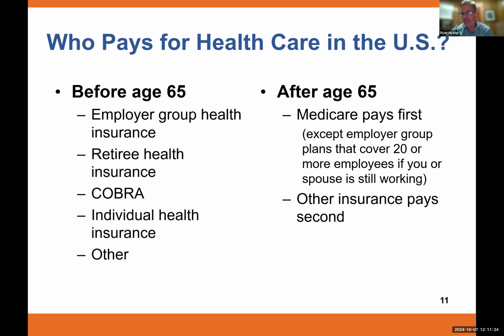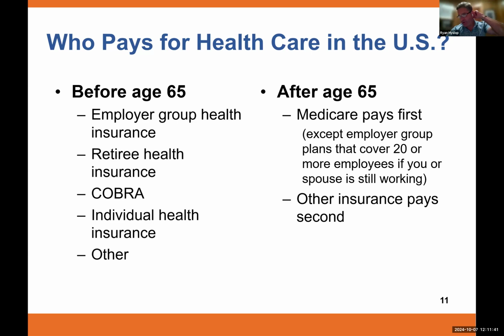After age 65, Medicare pays first. That's part of the public-private partnership, meaning that at age 65, everyone, except for a small carve-out exception, is required to sign up for Medicare. This means everybody's in the pot together. And that assumes that you qualified for Medicare, which is qualified through your Social Security benefits.